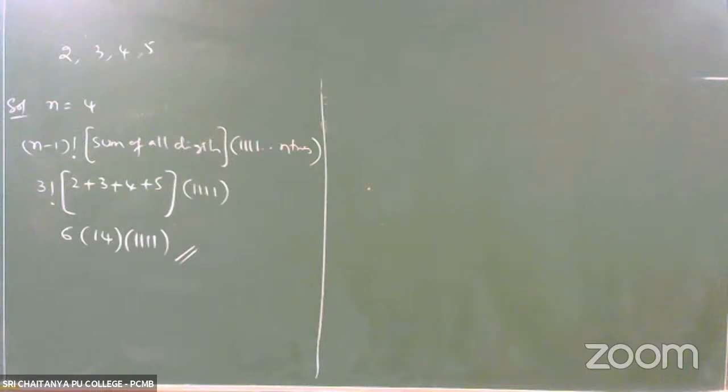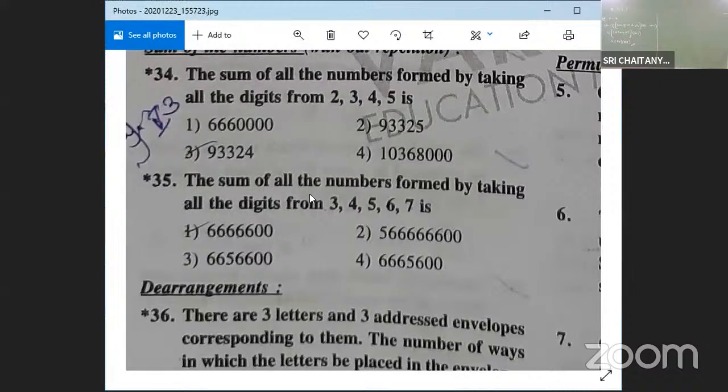Now, take down the next problem. Problem number 35. Same model. The sum of all numbers formed by taking all the digits from 3, 4, 5, 6, 7. So n is equal to 5. Use the same formula because 0 is not there in the problem.